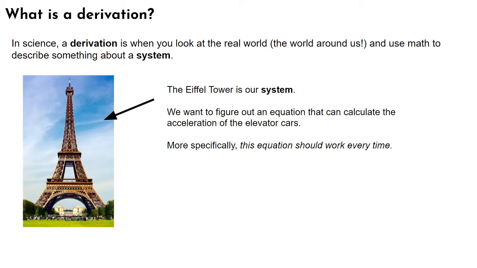So in this example, the Eiffel Tower is our system. It is what we are studying. And we want to figure out an equation that can calculate the acceleration of the elevator cars. More specifically, this equation should work every time. So it doesn't matter if our Atwood machine is the Eiffel Tower elevators. The Atwood machine could just be a simple system of blocks on a pulley. Regardless, this equation for an Atwood system should work every time.